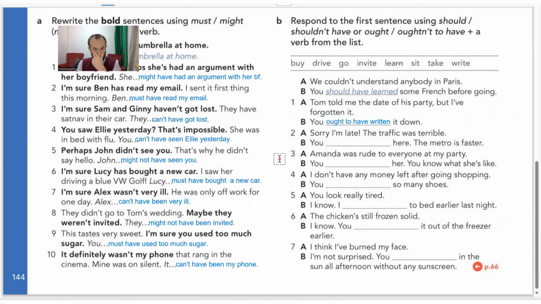Sorry I'm late, the traffic was terrible. You should have used the metro. Negative one: you shouldn't have driven here. Driven. So you shouldn't have driven. You understand? You shouldn't have driven here, the metro is faster. Okay, now Özgünür again, number three.